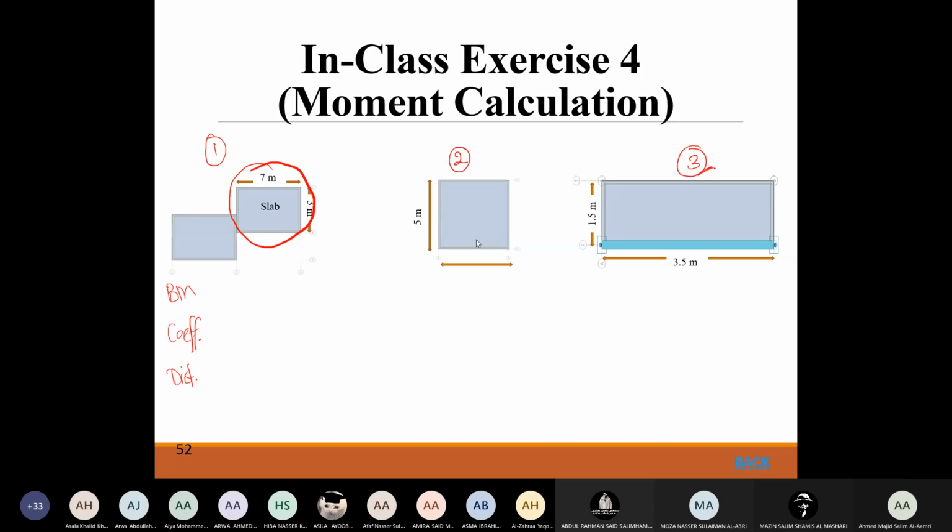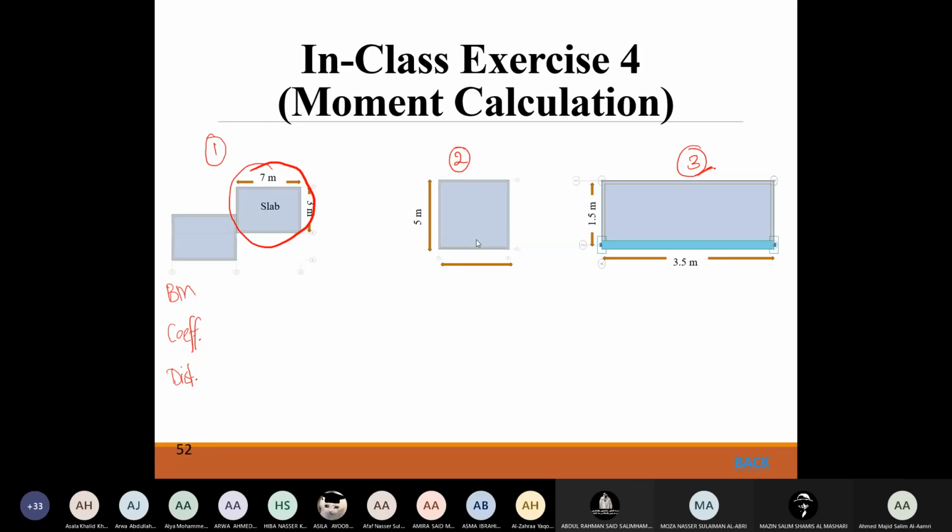Now, case number 3, is it a one-way slab or a two-way slab? There is no answer key. One-way slab. You need to try them. If you answer them, you can approach me, or if the students are having a lot of questions about them, I can upload the answers at that time. So this is a one-way slab.